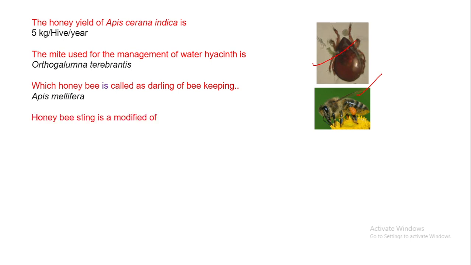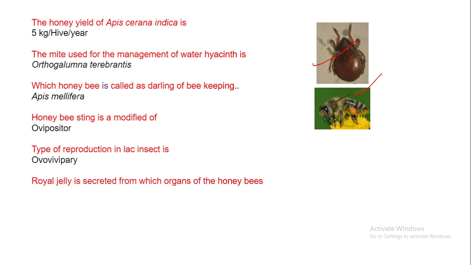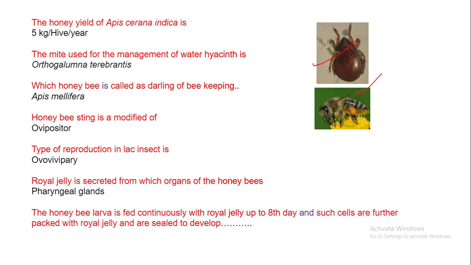Honeybee sting is a modified form of ovipositor. Type of reproduction in lac insect is ovoviviparity. Royal jelly is secreted from which organ of the honeybees? That is the hypopharyngeal glands. The honeybee larva is fed continuously with royal jelly up to the 8th day, and such cells are further packed with royal jelly and sealed to develop queen honeybees.